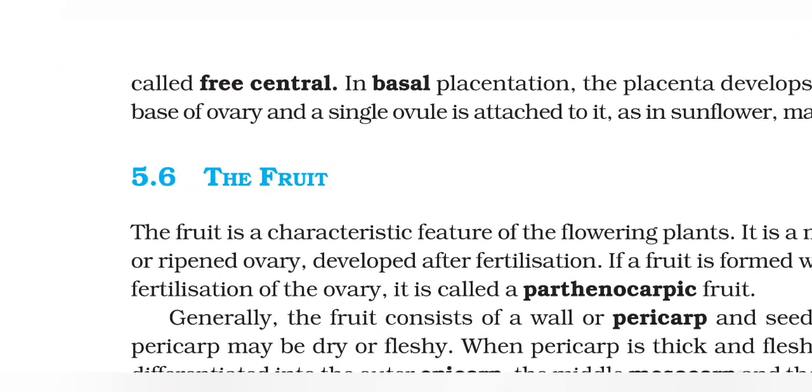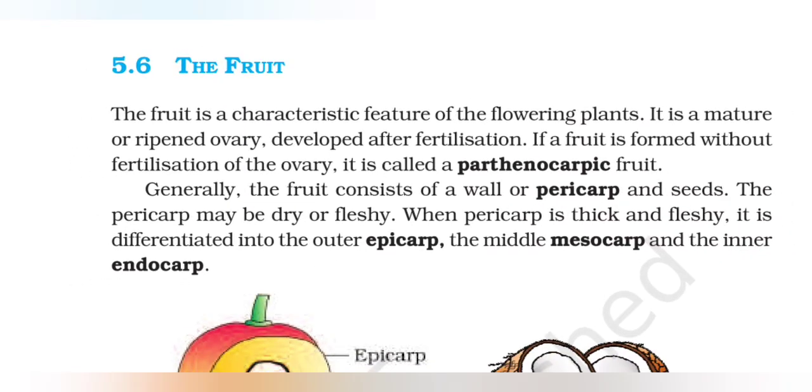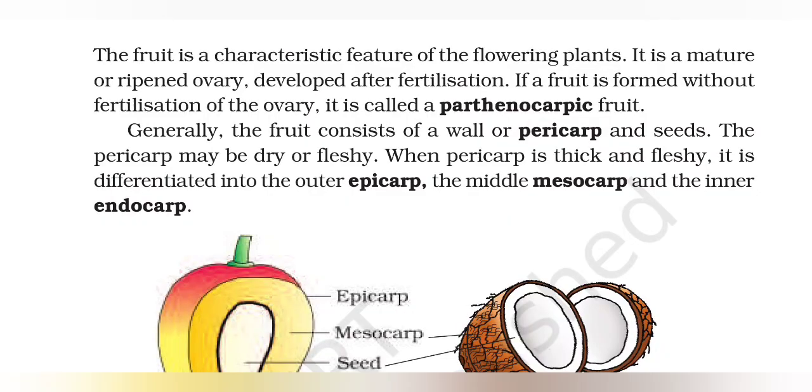The fruit. The fruit is a characteristic feature of the flowering plants. It is a mature or ripened ovary developed after fertilization. If a fruit is formed without fertilization of the ovary, it is called a parthenocarpic fruit. Generally, the fruit consists of a wall or pericarp and seeds. The pericarp may be dry or fleshy. When the pericarp is thick and fleshy, it is differentiated into the outer epicarp, the middle mesocarp and the inner endocarp.